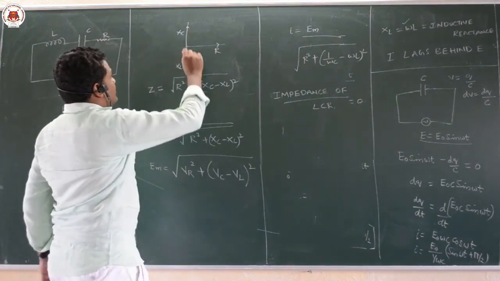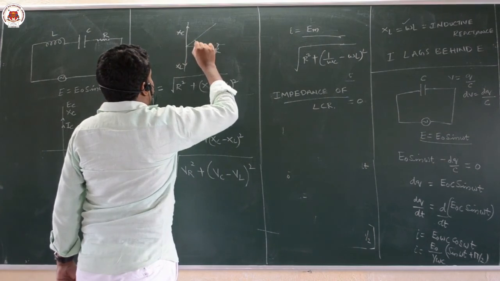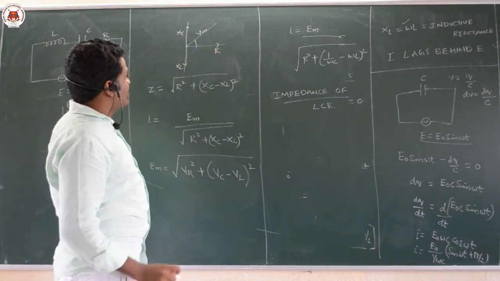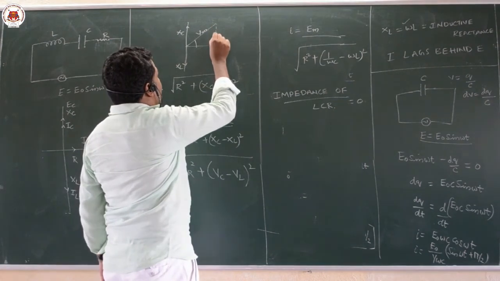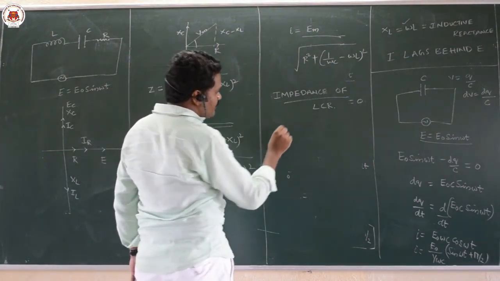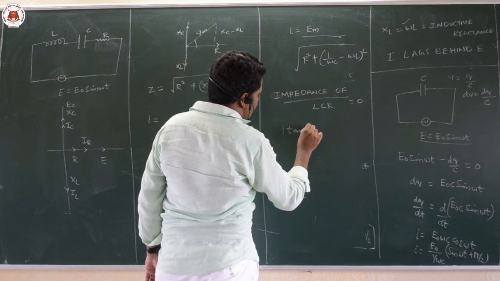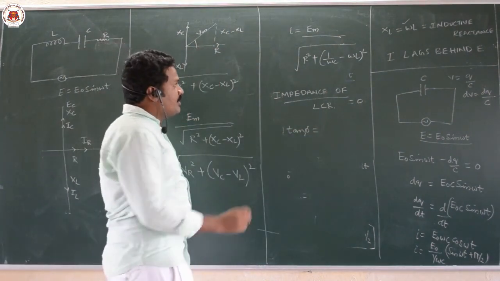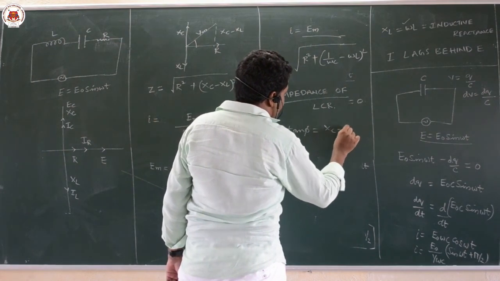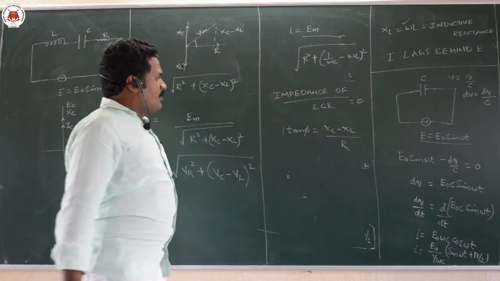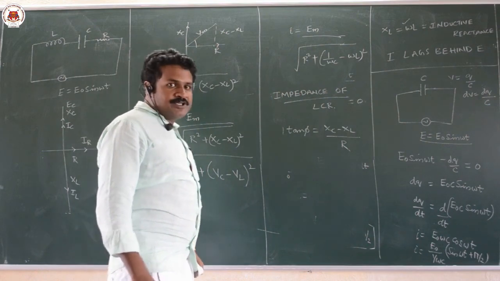The net resultant voltage will be in this direction. If you take tan phi for that, this is Xc minus XL. According to the parallelogram law of vectors, q sin theta by p plus q cos theta, you can write tan phi is equal to Xc minus XL by R. This is about the LCR circuit.